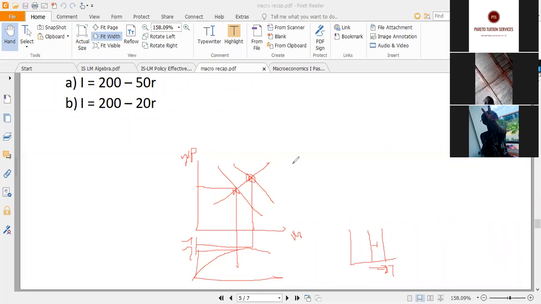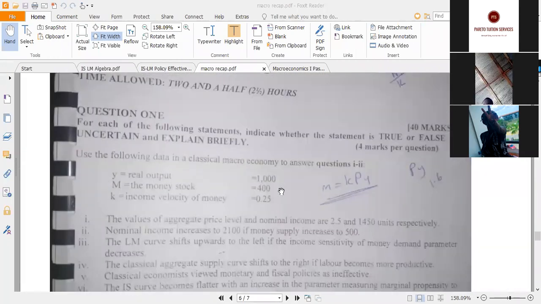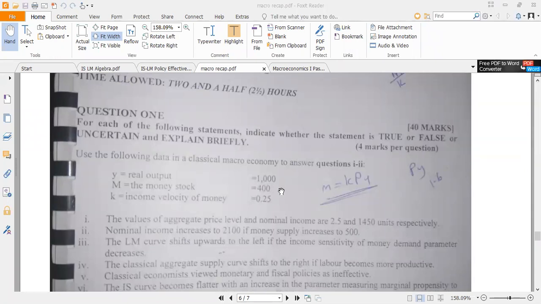Let's go and look at what the question was actually asking. Aggregate supply shifts to the right if labor becomes more productive. Yes, it will shift to the right when labor becomes more productive. I hope we understand.